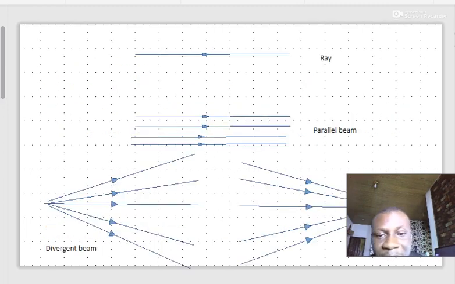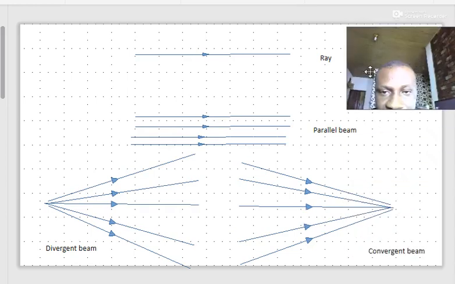Of course, there are different kinds of beam. Here we have parallel beams. Here we have divergent beam, and here we have convergent beam. Here is a ray of light indicating direction of light. Here the lines are parallel. That means the rays of light are parallel, so therefore we refer to them as parallel rays. So we can define parallel beam as rays of light that are parallel.